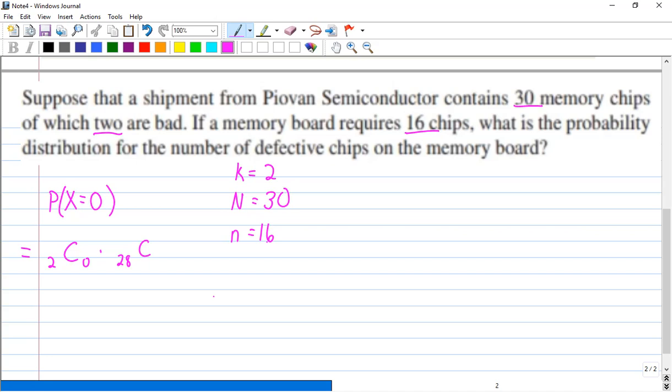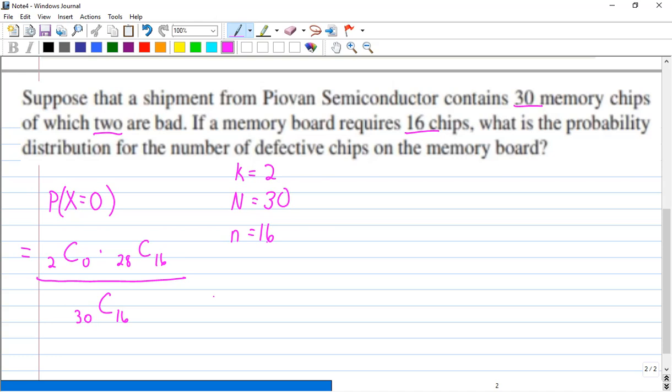I'm sorry, it's little n minus X, not little n minus K. Make sure you look at the formula. It's really small on the PowerPoint. Little n minus X is going to be 16 minus 0. That's 16. Divided by, then it's capital N, C, little n. So that's going to be 30, C, 16.